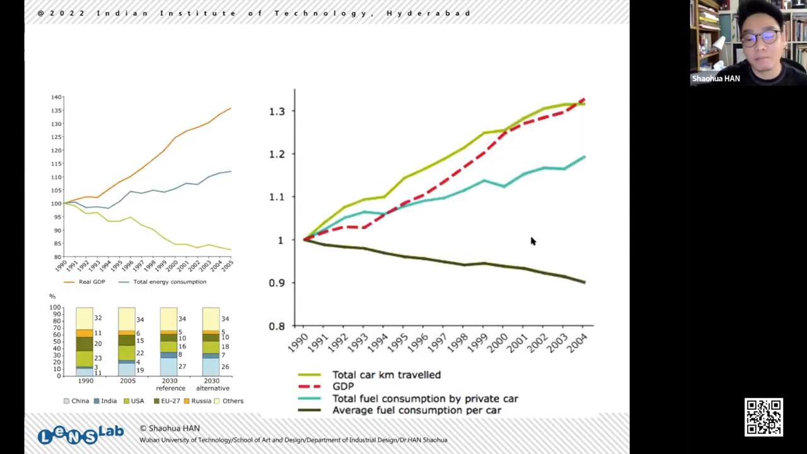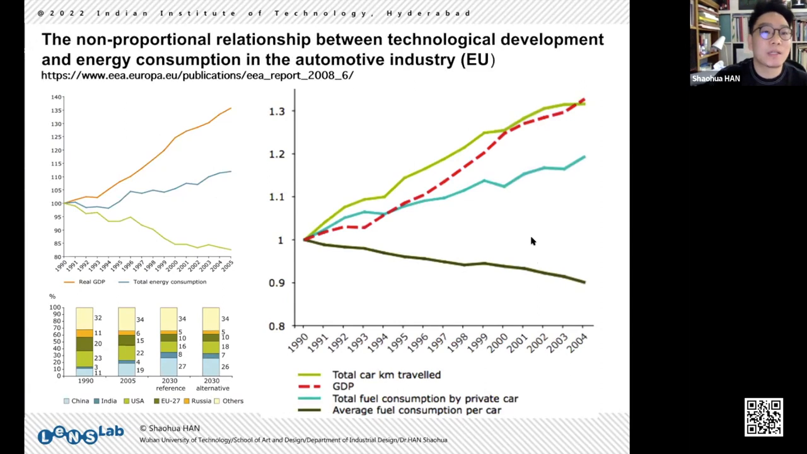Let's take another example. This shows the long proportional relationship between technological development and energy consumption in the automotive industry, mainly in EU countries. From the left, we can see in green that real GDP was growing from 1990 to 2005, and total energy consumption was also going up.